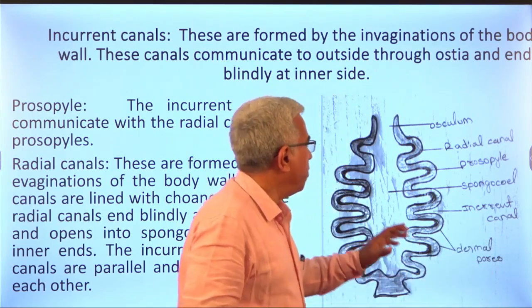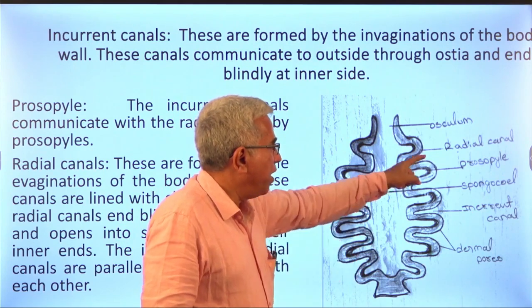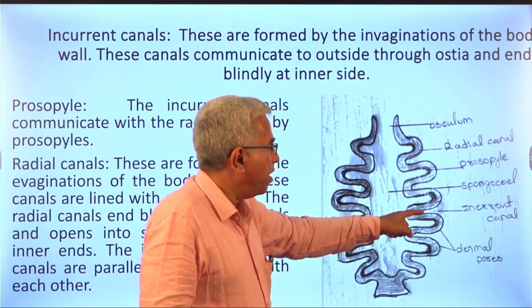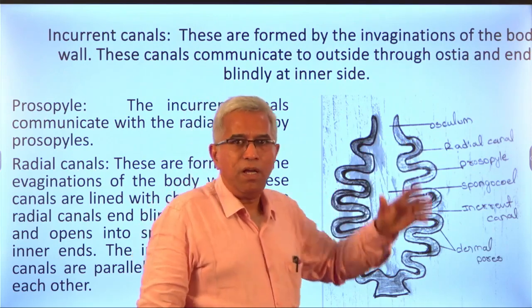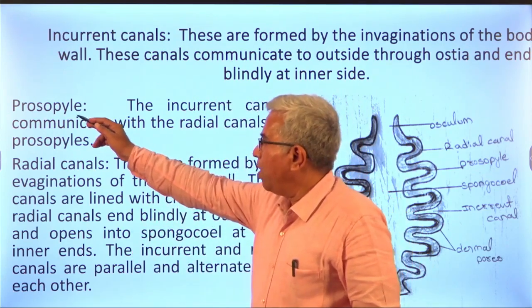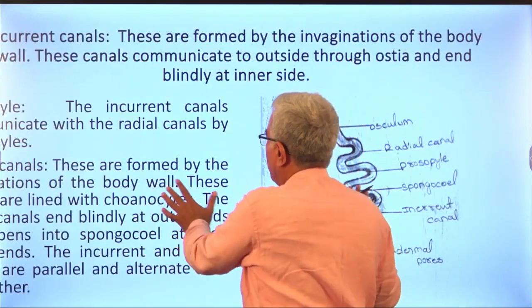So here you can see the osculum is there, and the spongocoel is there, the radial canal and incurrent canals are there, and these radial canals and incurrent canals communicate with each other through one opening called the prosopyle. Let us go to the next slide.